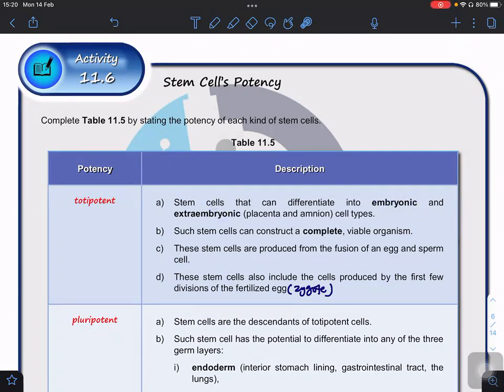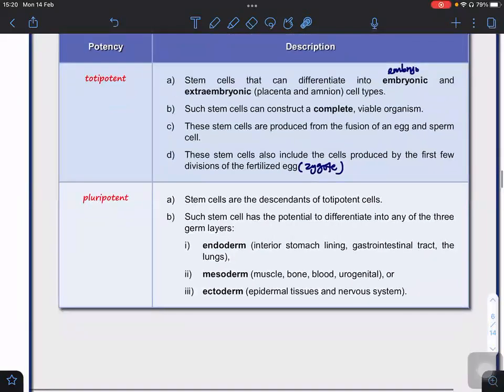Embryonic means from the embryo. Extra-embryonic means outside of the embryo, for example, the placenta and amniotic sac. But if you form embryonic stem cells already, this embryonic stem cell cannot form the placenta and amniotic sac. So therefore, the embryonic stem cell is a lower grade. Okay? Now, in this case, the stem cells are descendants of totipotent cells.